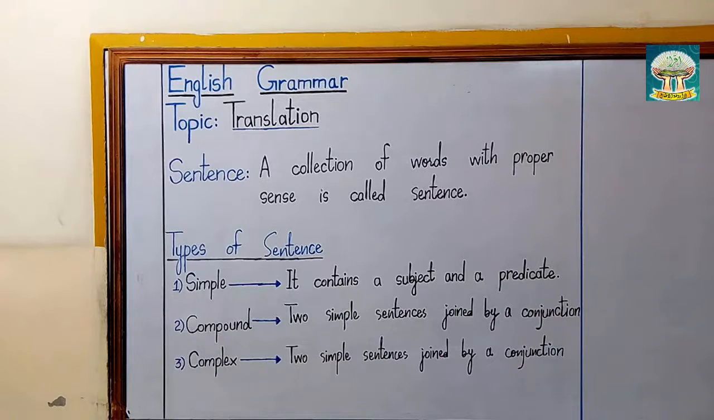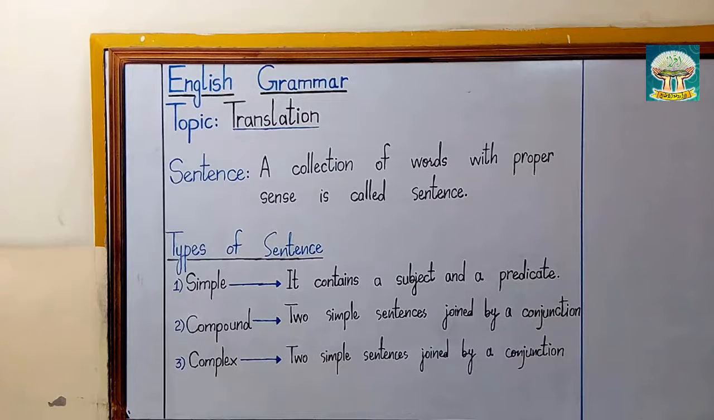A sentence is a collection of words with proper sense. You have already studied sentences, types of sentences and kinds of sentences in earlier classes. Today I will first give you a review of this so that when you are translating a sentence from Urdu to English, you are well aware of what the sentence is and how to translate it. Starting from types of sentence, there are 3 types of sentences. Simple sentence: a sentence that contains a subject and a predicate is called a simple sentence.